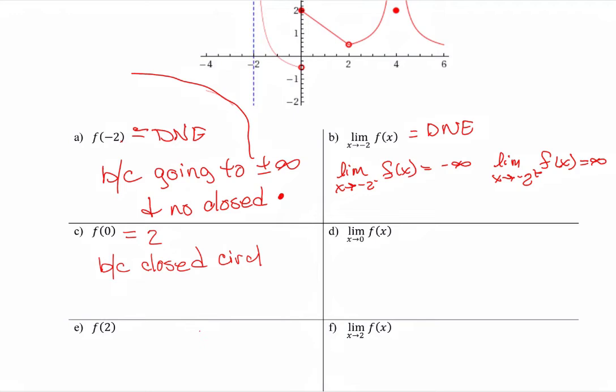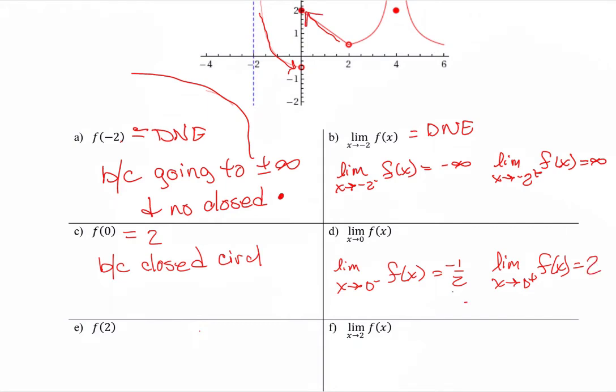All right, the limit as x goes to 0 from the left of f of x: from the left, I'm coming down here and I'm going to -1/2. And the limit as x goes to 0 from the right of f of x, this is going up to 2. So since -1/2 does not equal 2, this limit does not exist.